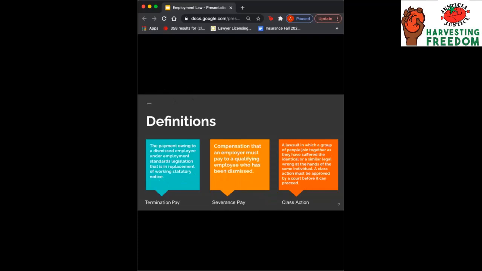So next we have termination pay. The payment owing to a dismissed employee under employment standards legislation that is in replacement of working statutory notice. Severance pay, compensation that an employer must pay to a qualifying employee who has been dismissed. And class action, a lawsuit in which a group of people join together as they have suffered the identical or similar legal wrong at the hands of the same individual. A class action must be approved by a court before it can proceed.